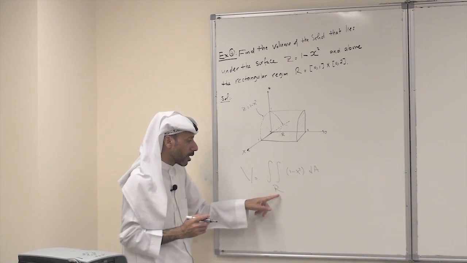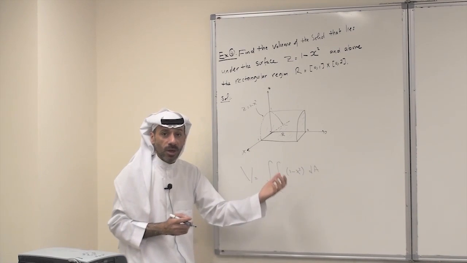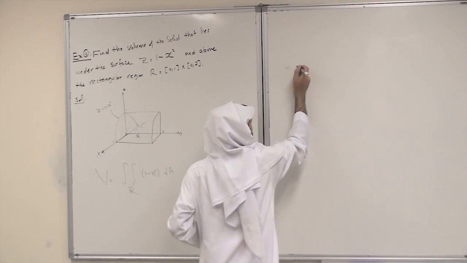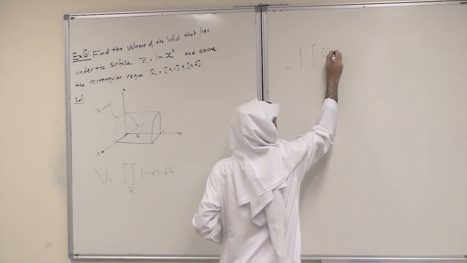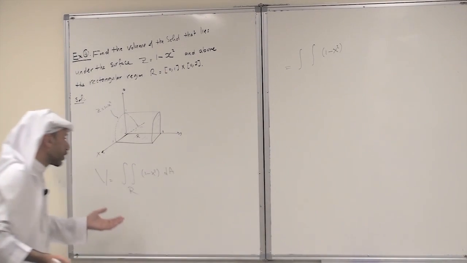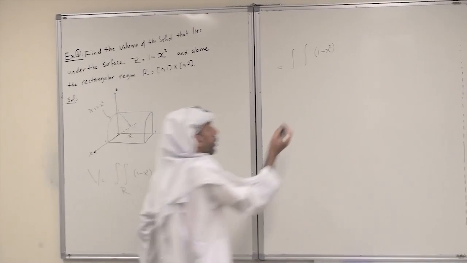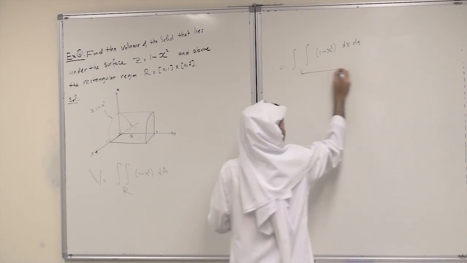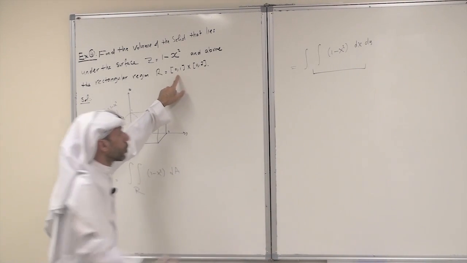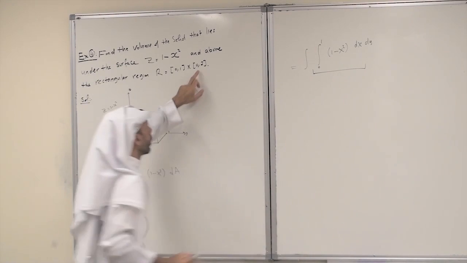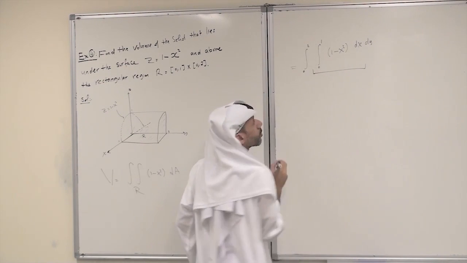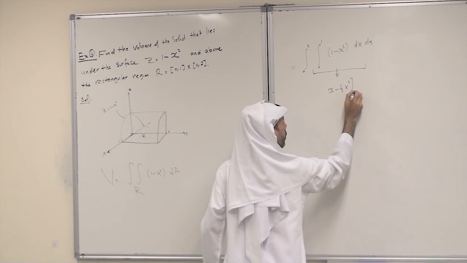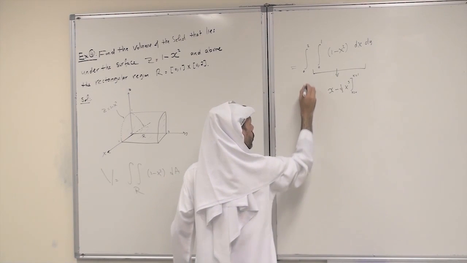Now we set up the limits of integration. R is a rectangular region, so dA will be dx dy or dy dx. The order is not important, so you can choose either one. Let me take the double integral of 1 minus x squared, dx dy as usual. For the inner, with respect to x, the limits of x are 0 to 1. And for the outer, the y interval is 0 to 2. You integrate with respect to x. This is x minus 1/3 x cubed from x equals 0 to x equals 1, and this is the integral from 0 to 2 dy.